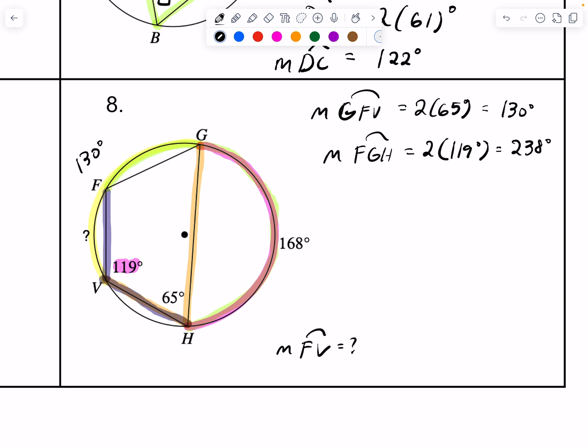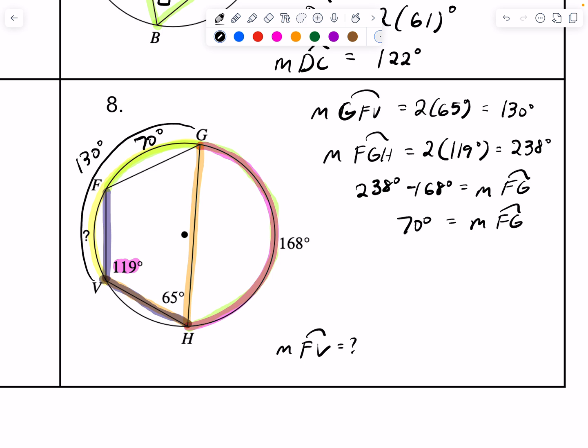Okay, so then if this 168 is arc GH or HG, and I just did arc FGH is 238, I'm going to subtract 238 degrees minus 168 degrees, which would give me just the measure of arc FG. Okay, so the measure of arc FG is equal to 70 degrees. So this little piece is 70, and we already said that this whole thing here is going to be 130.